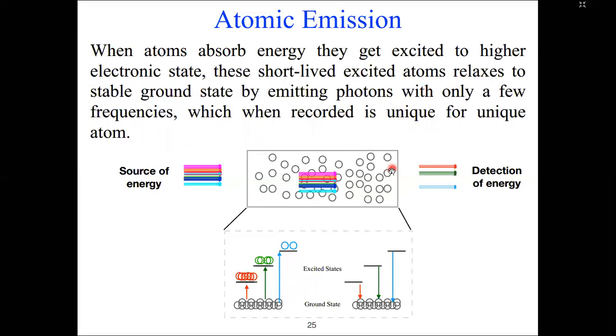While relaxing, they release the energy, the energy difference between those states. So that released energy is detected, which will give the information about the atoms present in the sample. So here red, green, and blue colors are released.